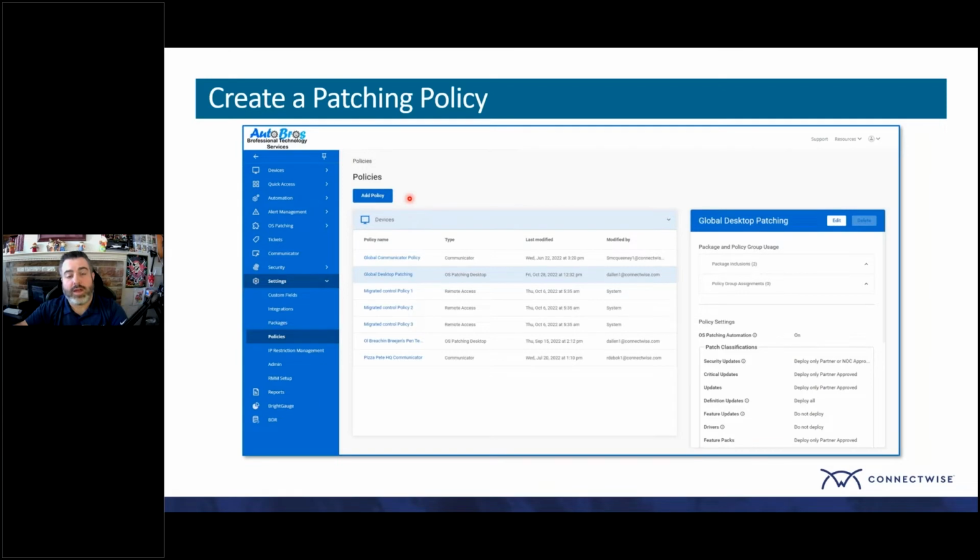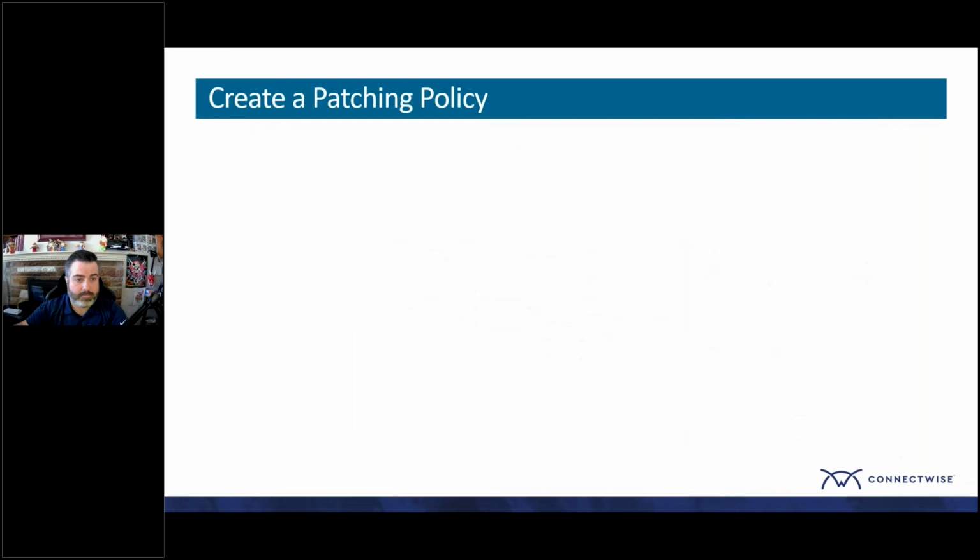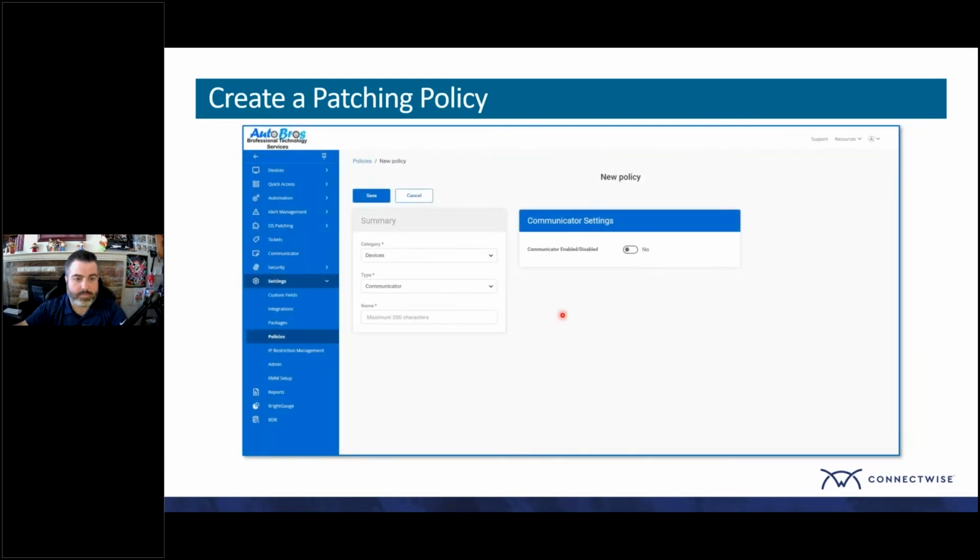So for our new client acquisition, we're going to go ahead and add a policy. Our new client is going to be the Pizza Pete client that we have in this particular environment. When I click new policy, this is our new policy screen here. For the first part, category, there's nothing else really to set here but devices, so we don't really need to change or modify that, or we can't.